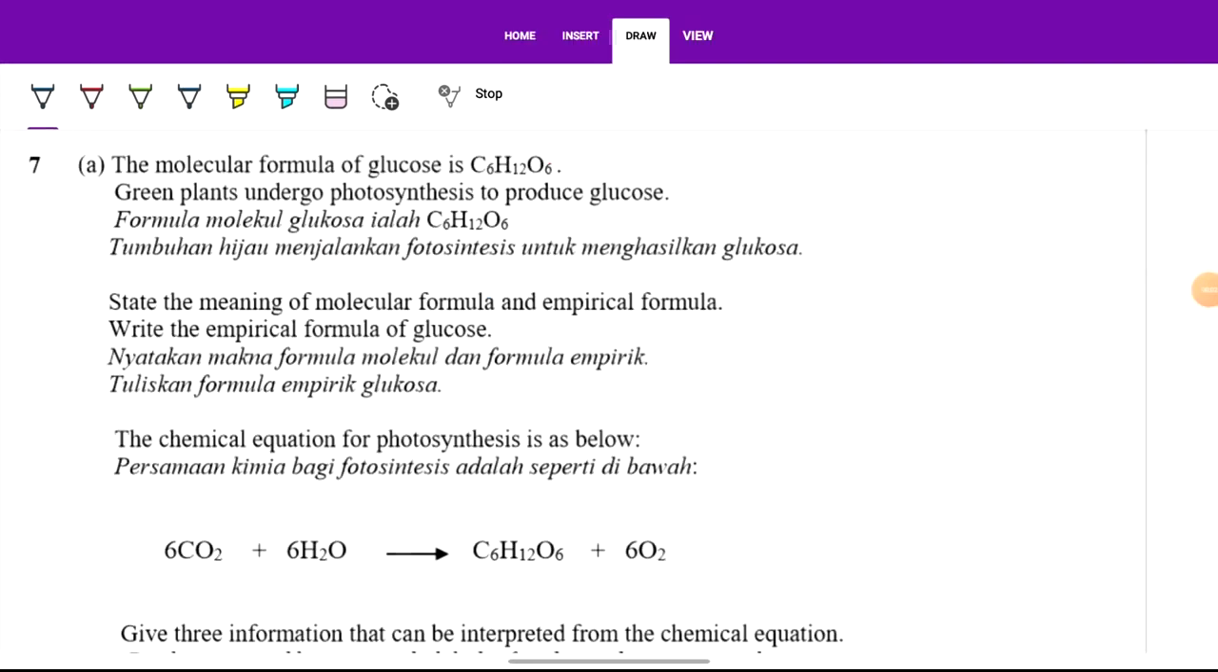Now we look into the essay question number 7. The molecular formula for glucose is C6H12O6. So green plants undergo photosynthesis to produce glucose. State the meaning of molecular formula and empirical formula. Then after that, write the empirical formula for glucose. So here I've got 3 marks already. So point number 1.